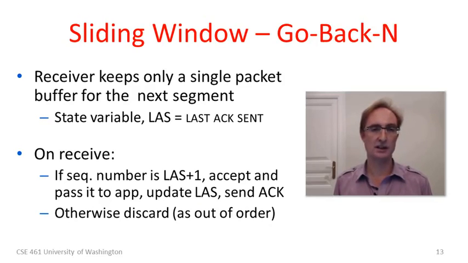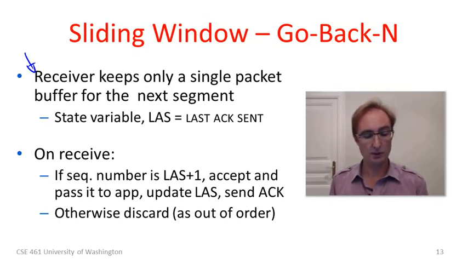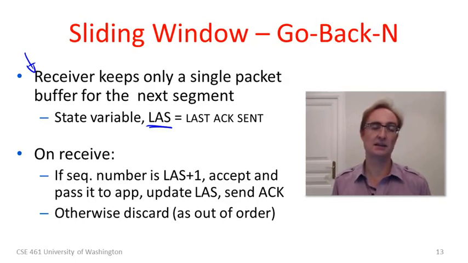Let's look at what goes on at the receiver, because we just saw the sender half there. And recall I was going to describe 2 different variations for you. The first variation is go back N. And it's very simple. It's actually the simplest sliding window receiver implementation. Here, the receiver only keeps a single segment buffer to put the next segment in. So when it gets the next segment, the right segment, it passes it up to the application. So the application sees data in order. All we need here is one state variable, LAS, the last ACK sent. And what we're looking to do is receive a segment which is the next one beyond that.